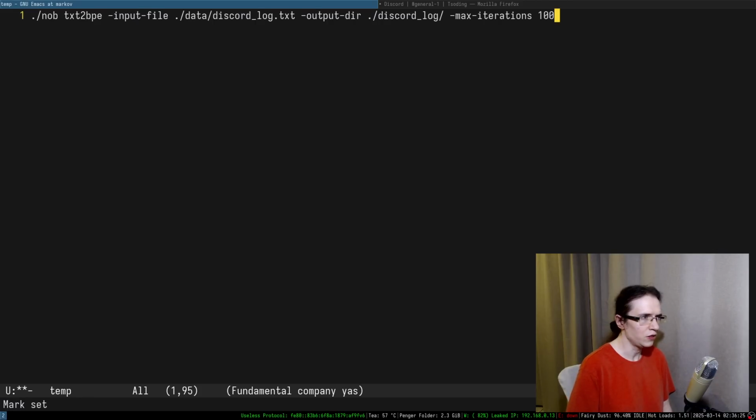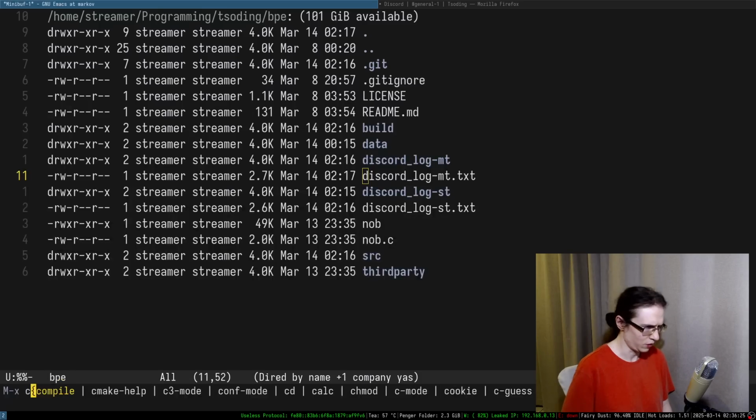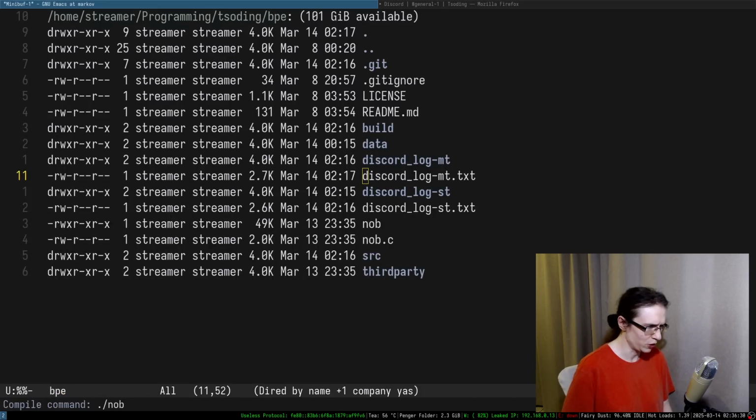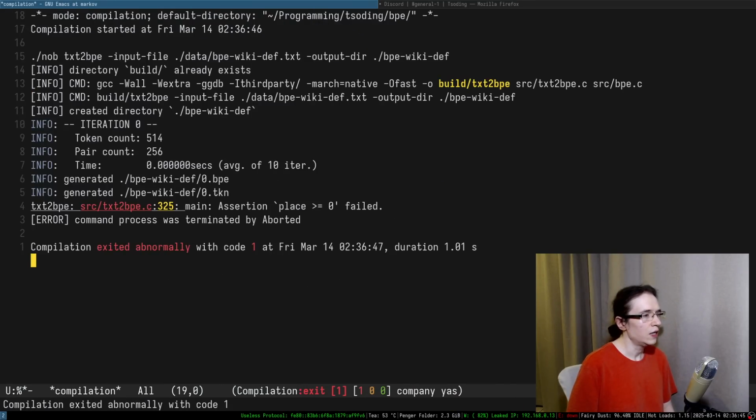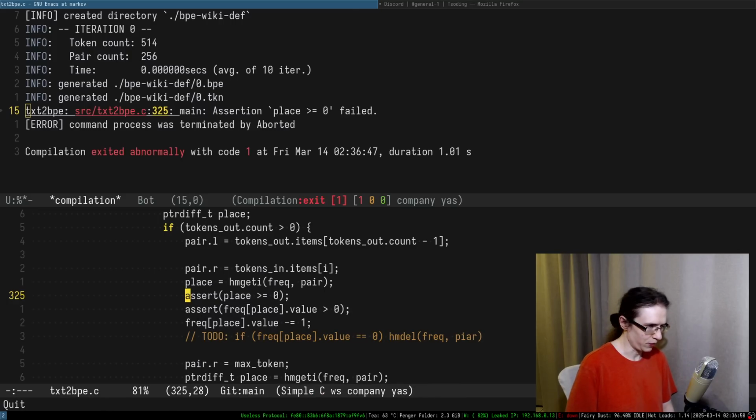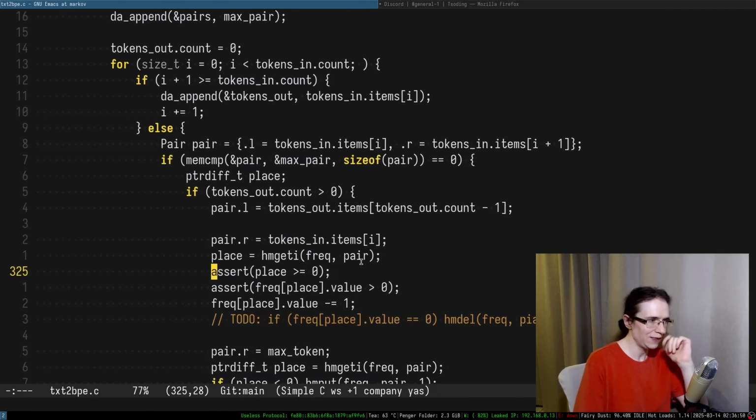Let me save this specific prompt. Right, so I'm going to start with something much simpler, txt to BPE. The input file is going to be data and just a small paragraph from Wikipedia. The output dir is going to be the same name, BPE Wikipedia def. And let's go. Okay, and it completely failed instantaneously.